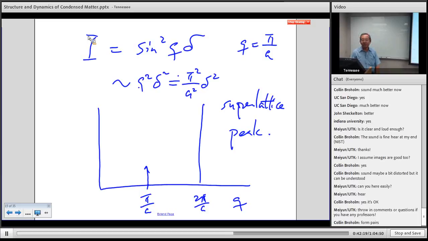So at the position of 0.5, in the unit of 2 pi over A, you have a new peak. And that is called a superlattice peak. Whenever the structure is modulated, you have a superlattice peak. In some materials, the modulation periodicity is not just 2. You get 10, 20. In some very complex materials, you have very long periodicity modulation.